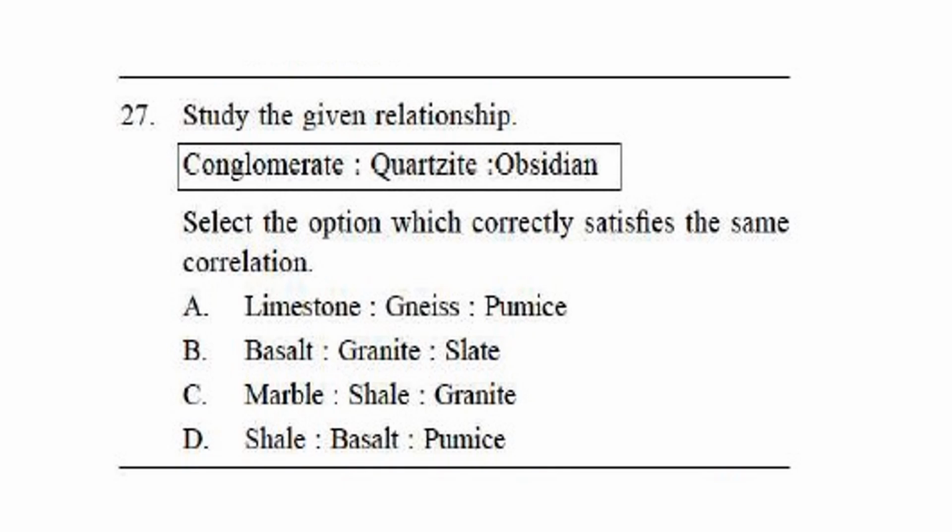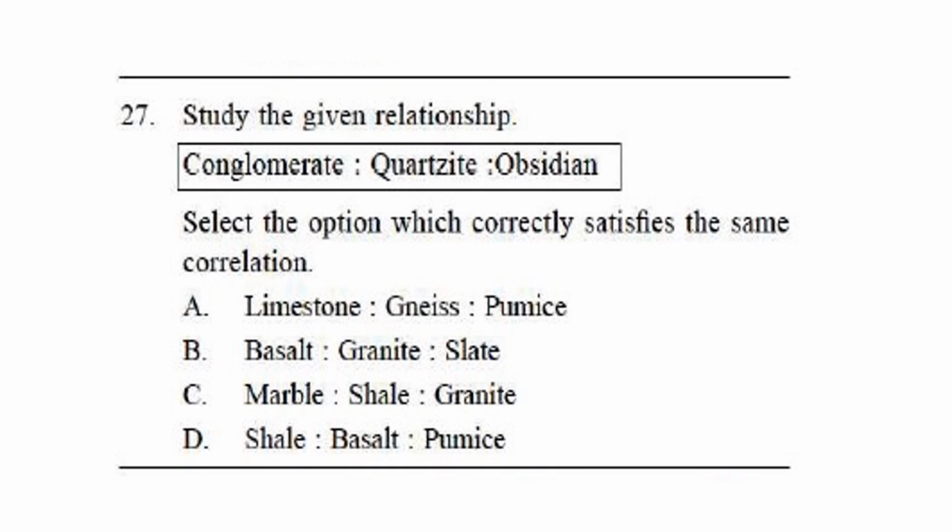Question number 27. Study the given relationship. Conglomerate, quartzite, obsidian. Select the option which correctly satisfies the same correlation. Option A. Limestone, gneiss, pumice. B. Basalt, granite, slate. Option C. Marble, shale, granite. Option D. Shale, basalt, pumice.